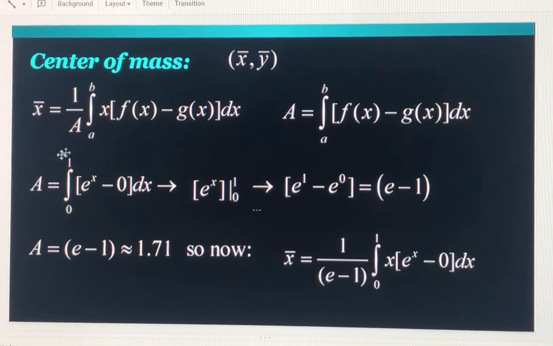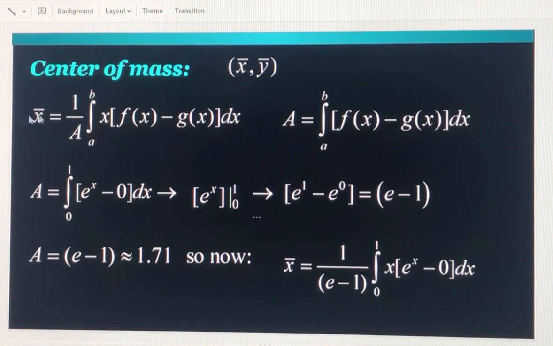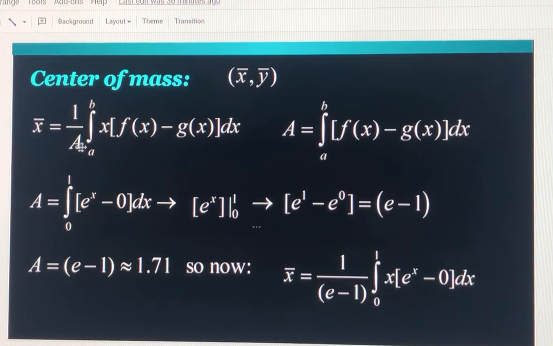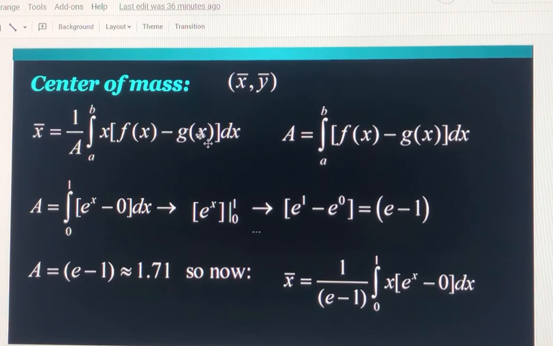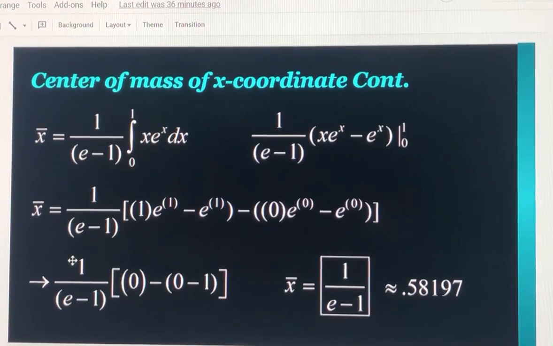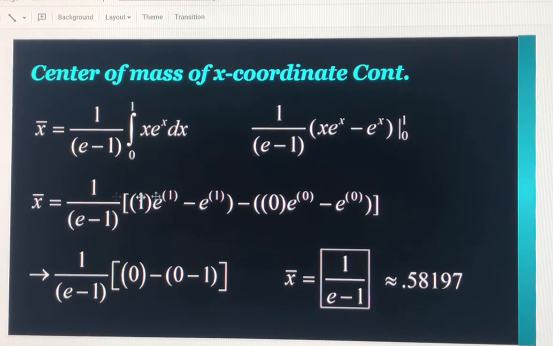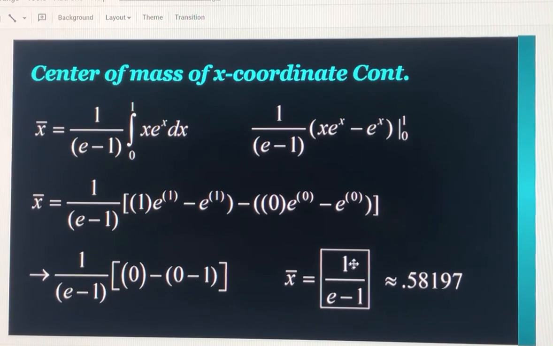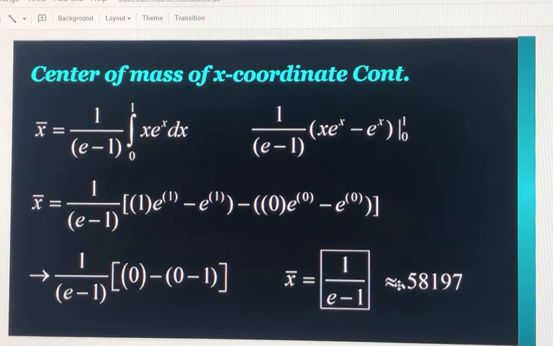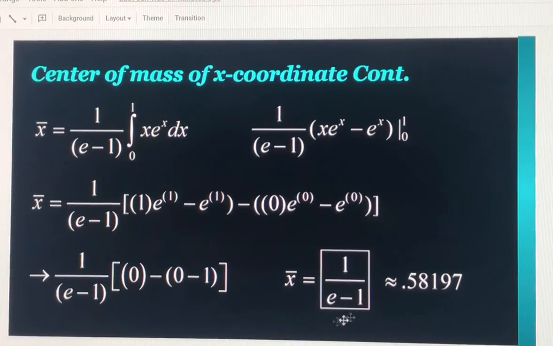So now we're going to look back at our formula for the center of mass for the x coordinate. We're going to plug it in right here. So it's going to be 1 over e minus 1 times the integral of all this right here. Now we just do the math like the previous ones, and we'll get x bar is equal to 1 over e minus 1, which is equal to 0.58197. Or you can keep it as is to get a cleaner number.